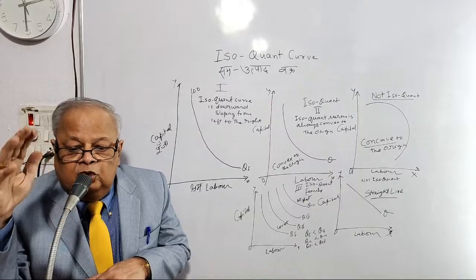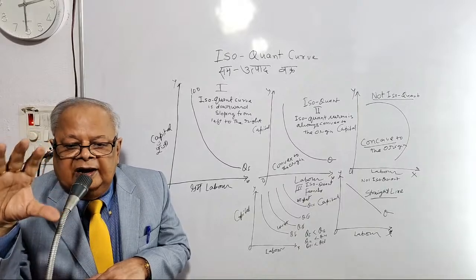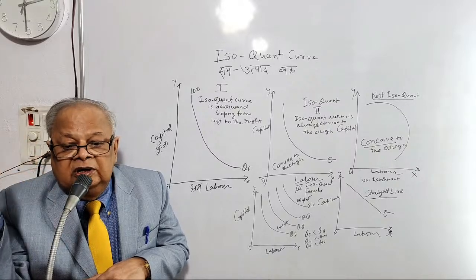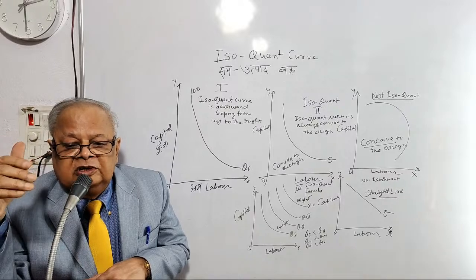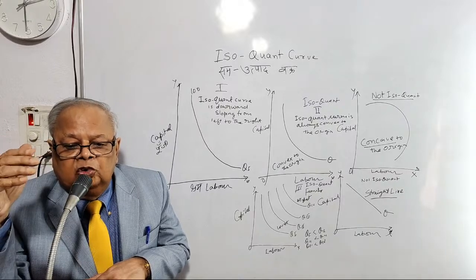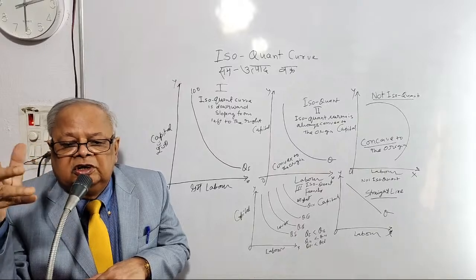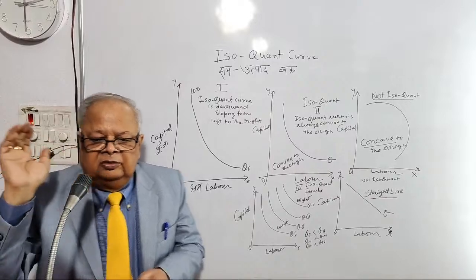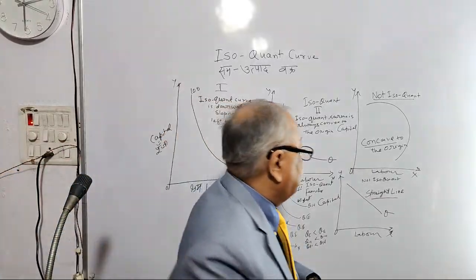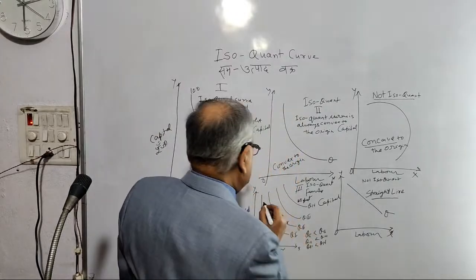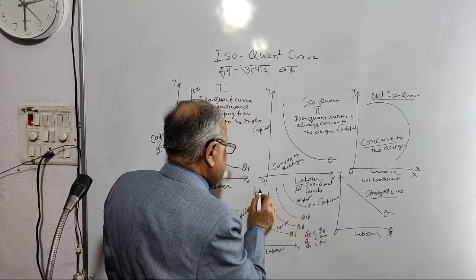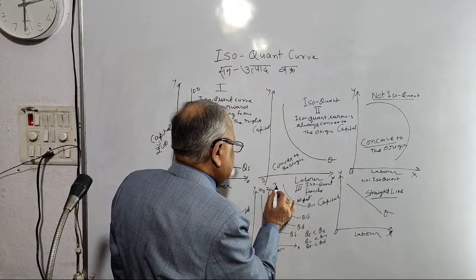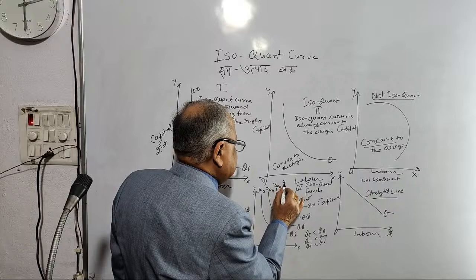Then a number of more isoquants on the same diagram will show the family of isoquants. That means you have options for quantity, 100 unit, 200 unit, 300 unit, 400 unit, depending upon the demand condition in the market. So suppose this is isoquant 1, this represents 100 units. This represents 200 units, this 300 units, this 400 units.